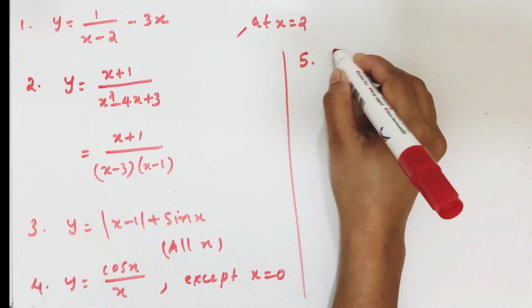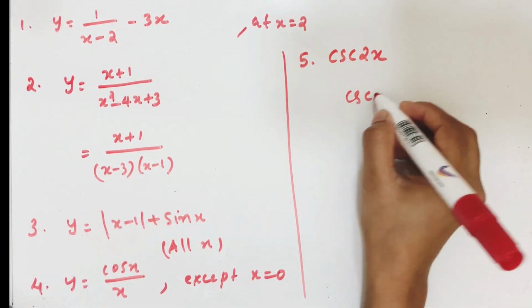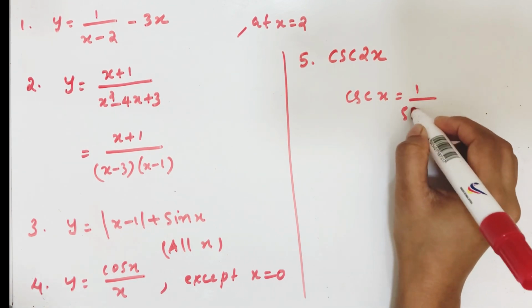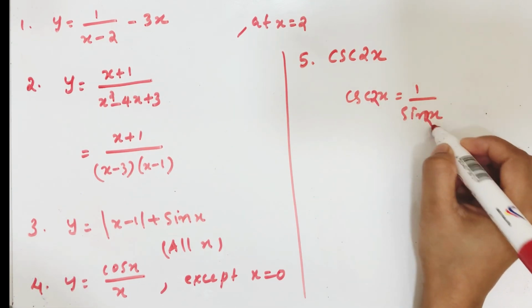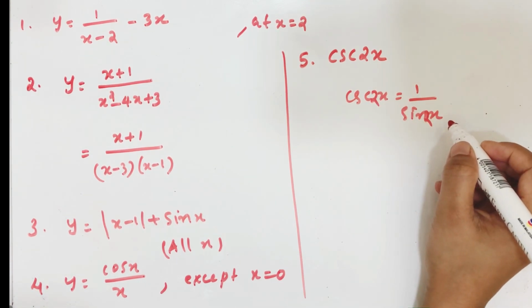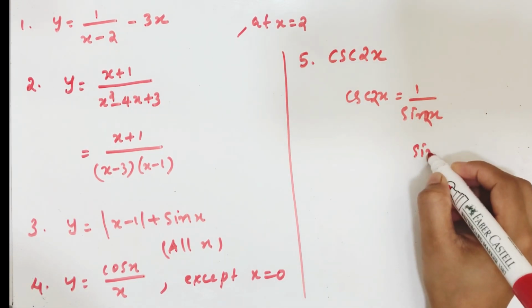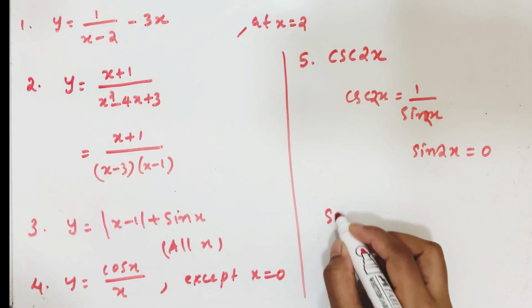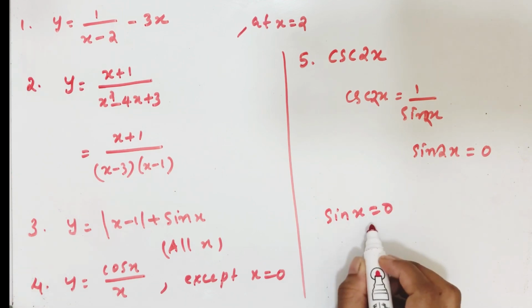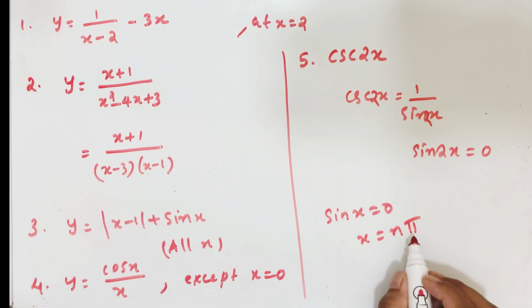Next one, cosec 2x. See, cosec x is equal to 1 by sin x, so cosec 2x is equal to 1 by sin 2x. This is continuous everywhere except where sin 2x is equal to 0. What is the value of x for which sin x is equal to 0? Sin x is equal to 0 for all x is equal to n pi. That is, sin 0 is 0, sin pi is 0.